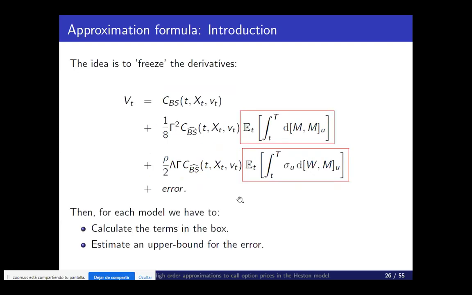Okay. So when we do that, basically we need to calculate the terms in the box. Note as well that we are not working with a specific model. The only thing that we impose is that we are working with something with a log spot structure. This can be any stochastic volatility model. Depending on the stochastic volatility model, we will be able to calculate this expectation analytically or not, or it will be easier or more difficult. This formula is quite general, and we need to estimate the error, okay? Because maybe the error is huge depending on the model. We need to see that.